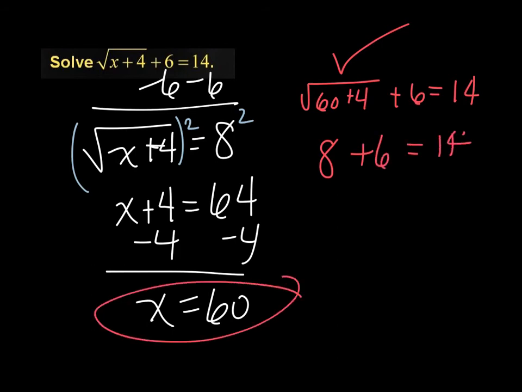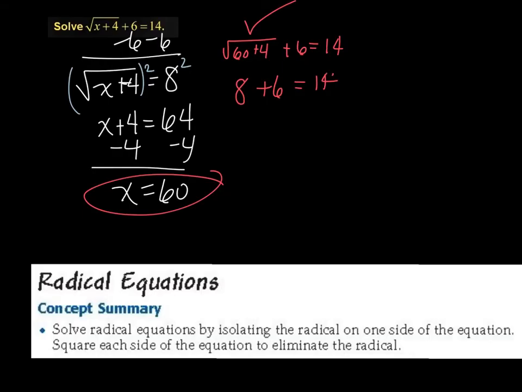It is good. We solve radical equations by isolating the radical sign on one side of the equation, then squaring each side of the equation to eliminate the radical.